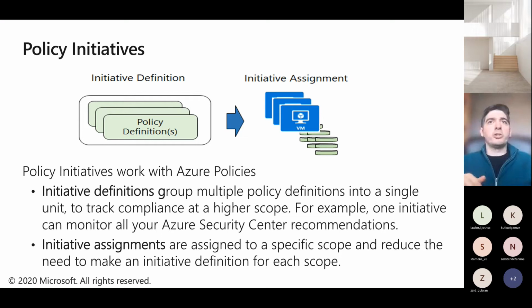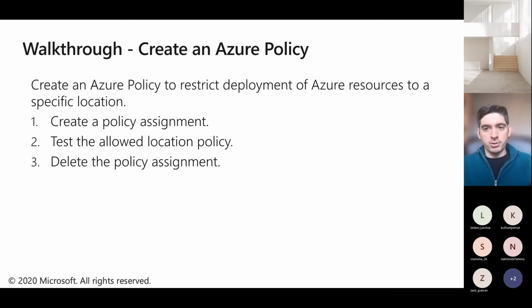So you can have your initiative definitions and then assign them to a load of virtual machines, storage, and databases, for instance. So the policy initiatives work with Azure policies. You've got initiative definitions, which group multiple policy definitions into a single unit to track compliance at a higher level scope. And then initiative assignments are assigned to a specific scope to reduce the need to make an initiative definition for each scope. And there's a walkthrough online for creating an Azure policy.